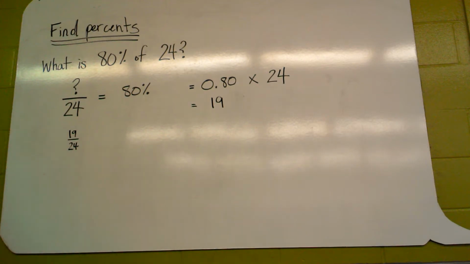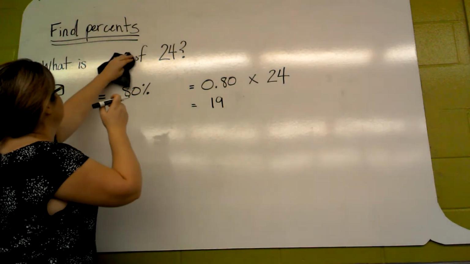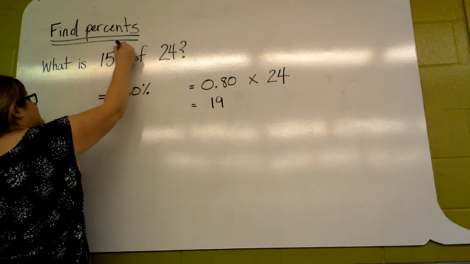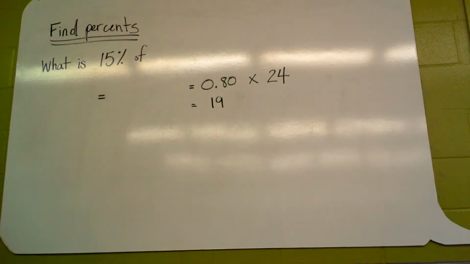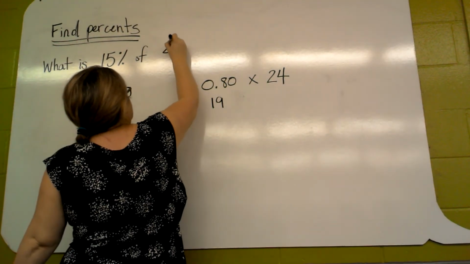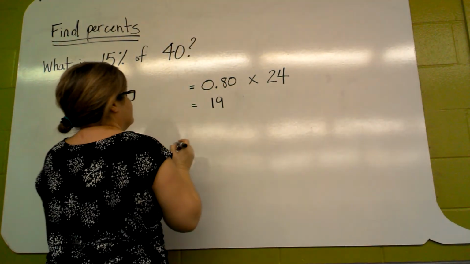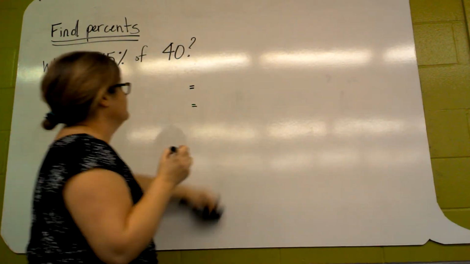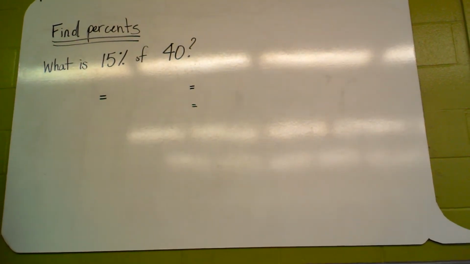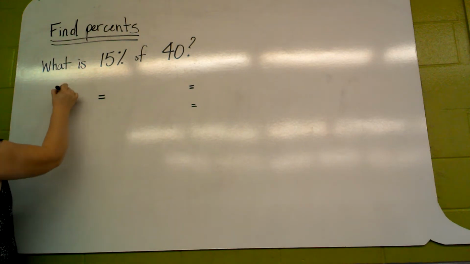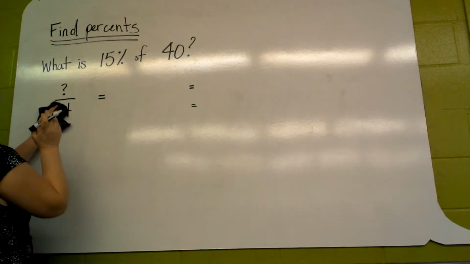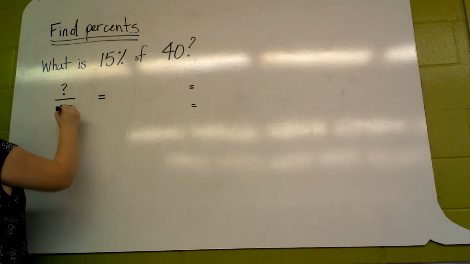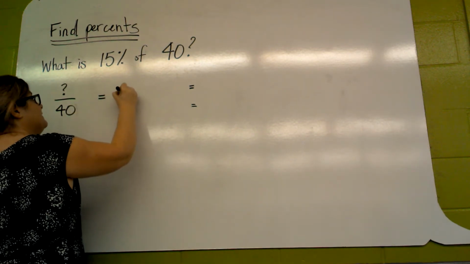Try this one on your own for me, please. What is 15% of 40? Again, what number would you have to have out of 40 to end up with 15%?